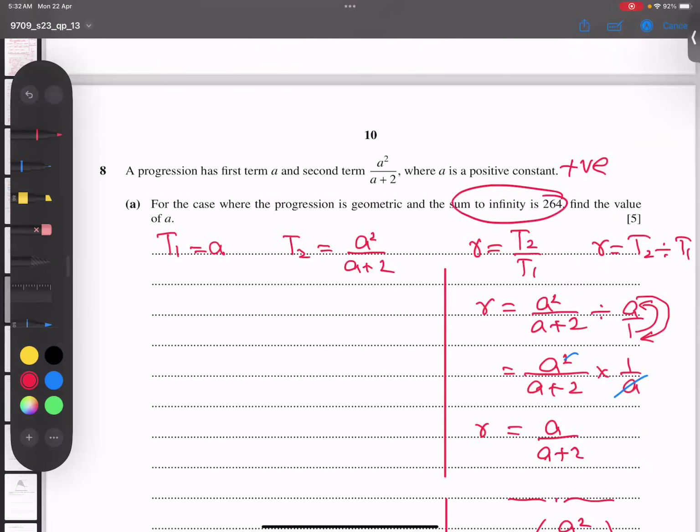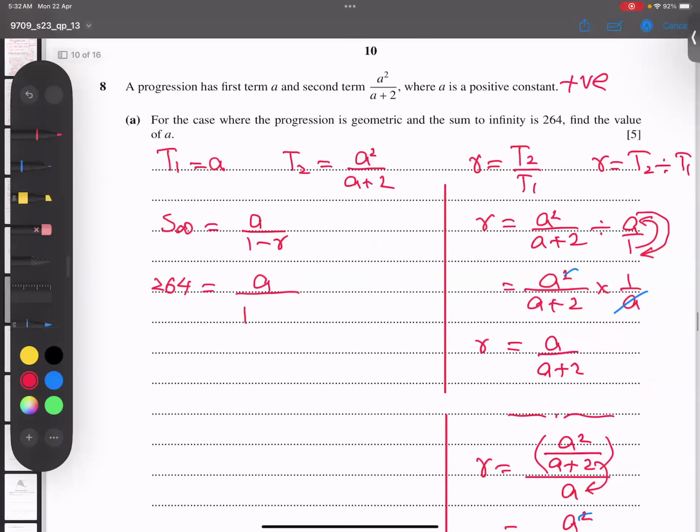Now he's saying the sum to infinity is 264. The sum to infinity formula is A over 1 minus R. So this 264 is coming here. 264. And A is A, so I'm leaving it as A. And the R value is 1 minus A over A plus 2.